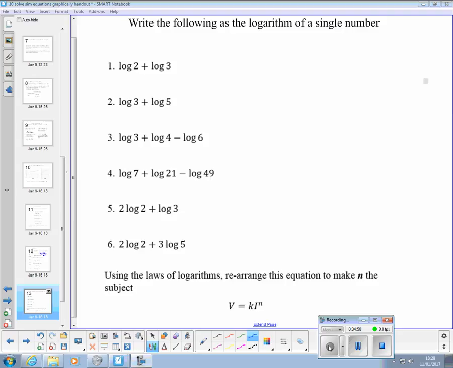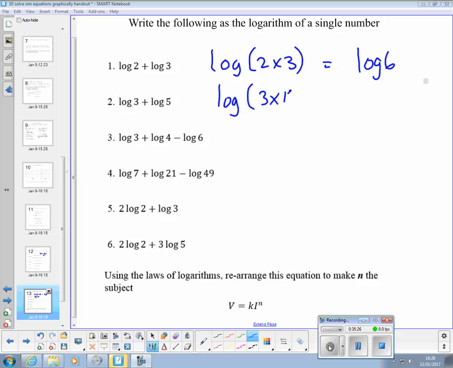The log of 2 plus the log of 3. How else could we write that? Log of 2 times 3. That's by law 1, which is also equal to log of 6. This one, law 1, log of 3 times 5, log of 15.